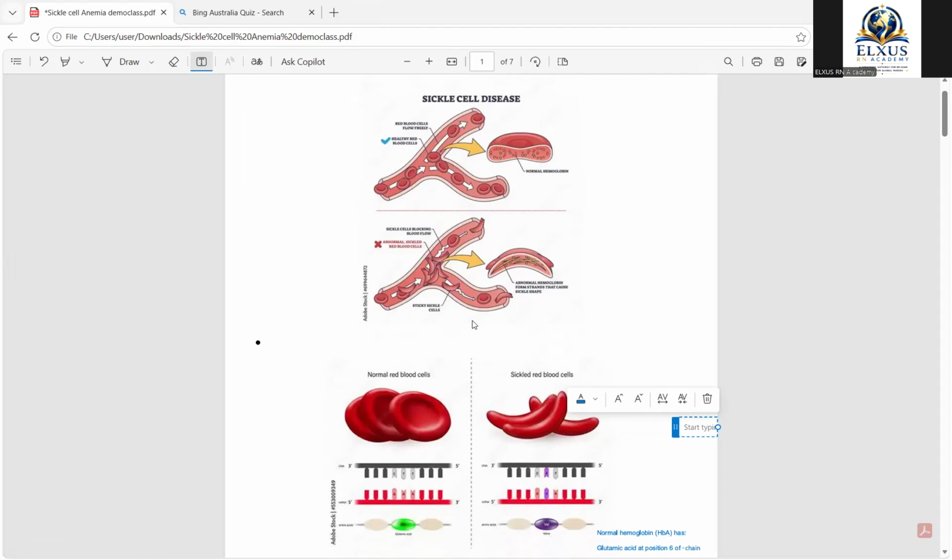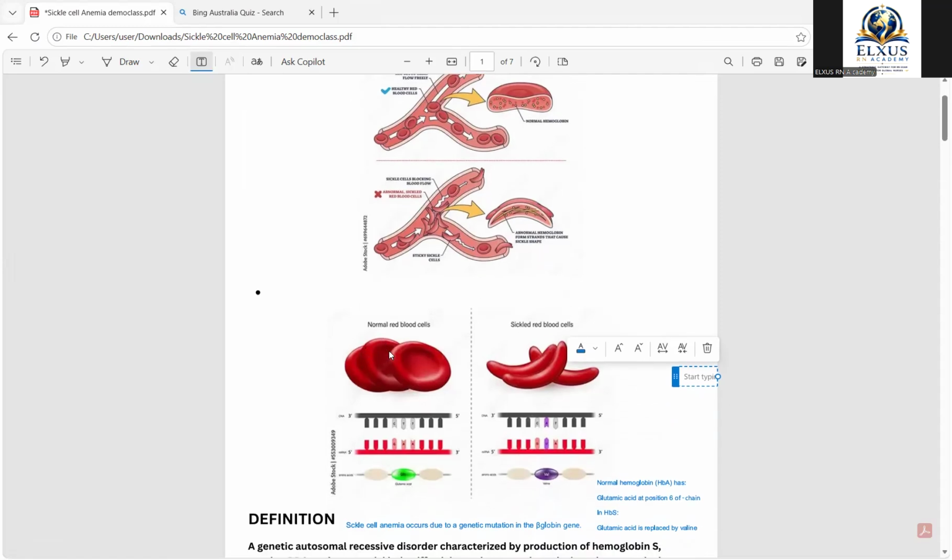See in the picture, we can see the normal red blood cells and the sickled red blood cells. Sickling means there is a curved portion. Mostly the shape of the RBC is spherical, but in sickle cell anemia, the RBC becomes sickle shaped. So what happens? It will obstruct the blood flow through the blood vessel.